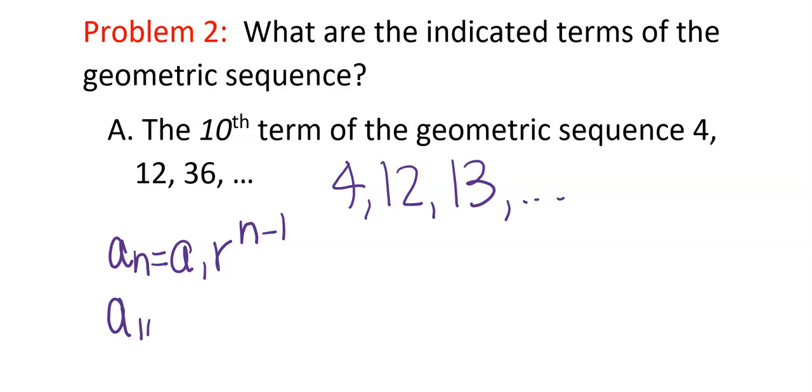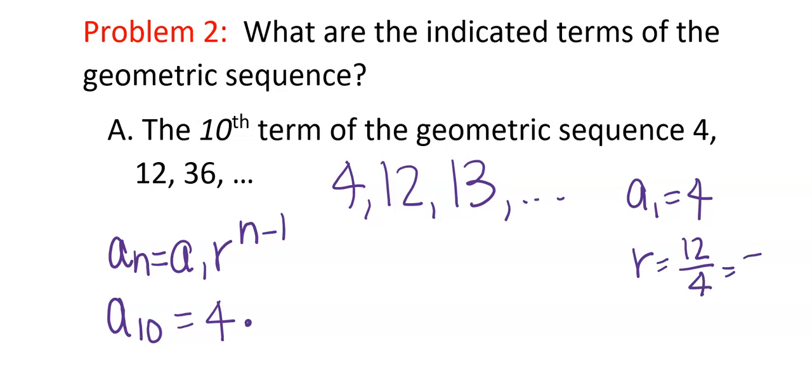Okay, so we want a sub 10, or the 10th term. Our first term is 4, so I'm going to substitute that in there. Okay, our common ratio we need to figure out. So our ratio is going to be 12 divided by 4, or 3.